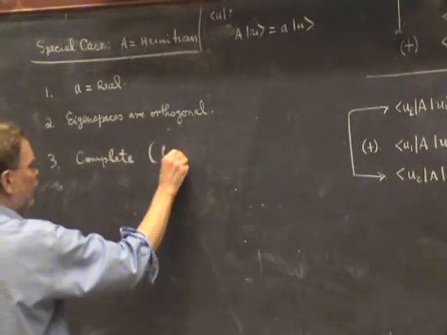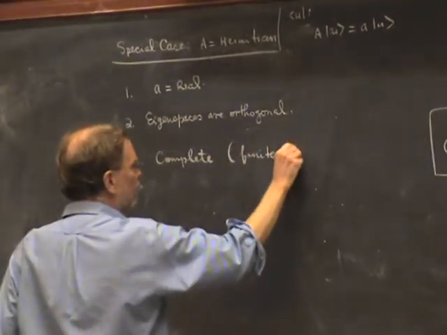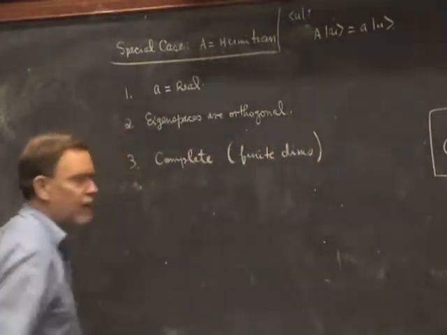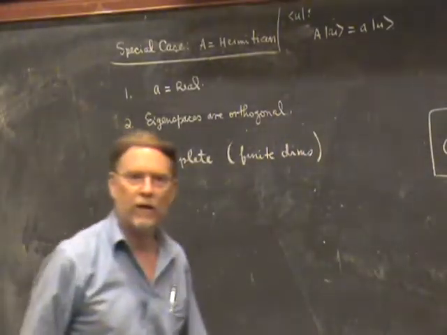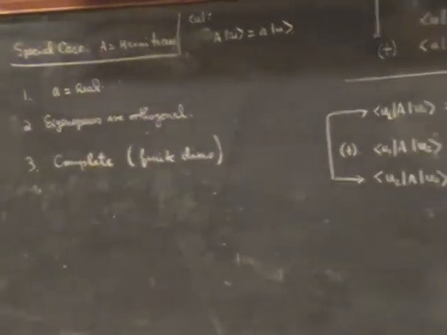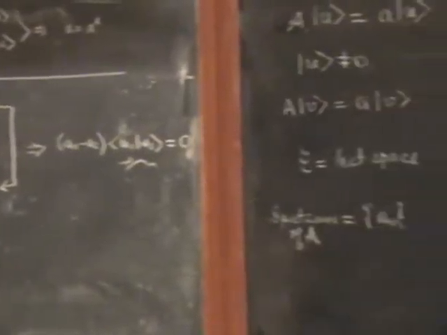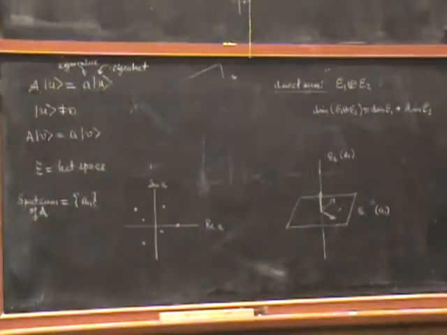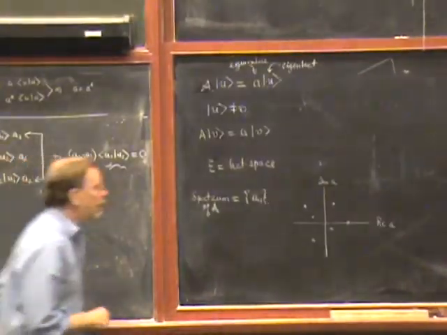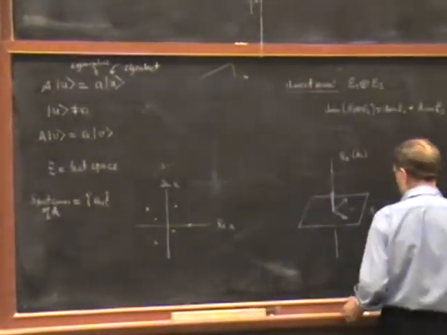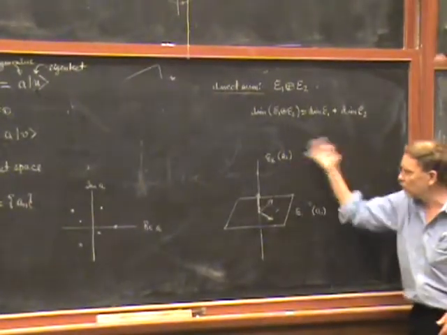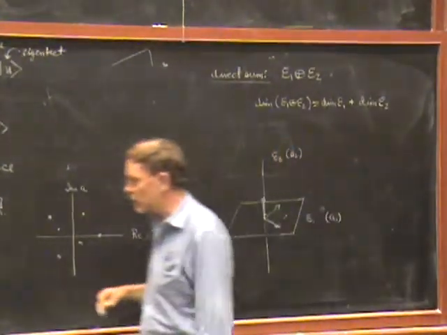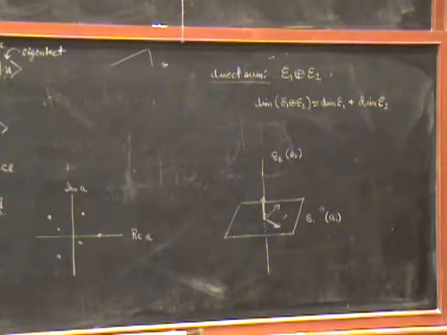At least this is true in finite dimensions. They're always complete. This is not true for non-Hermitian operators, and it's one of the great advantages of Hermitian operators. It simplifies a whole lot of things. In finite dimensions, Hermitian operators are always complete. So it wouldn't happen in finite dimensions, namely 4, that you'd ever get 2 plus 1 equals 3, but missing some dimensions. It wouldn't happen, at least not for a Hermitian operator.